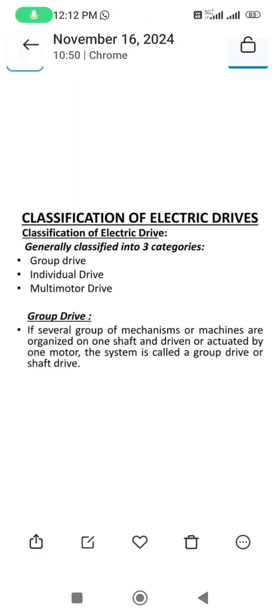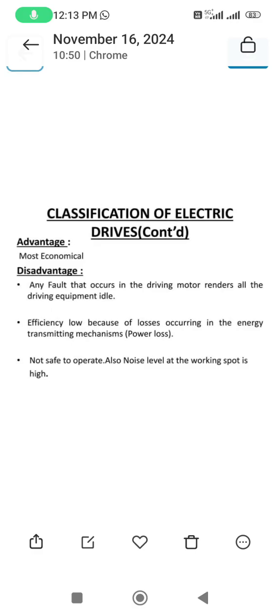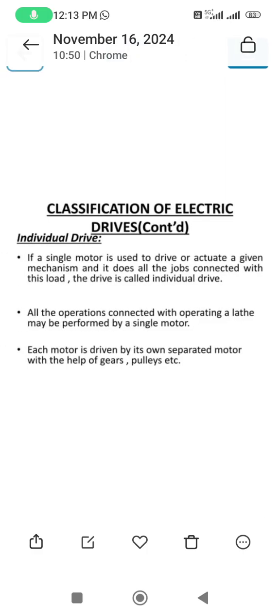Let us see about the classifications. In classifications of electric drives, there are group drives, individual drives and multi-motor drives. Group drive. If several groups of mechanisms or machines are connected to one shaft and driven or actuated by one motor, the system is called a group drive or shafted drive. Its advantage, it is most economical. Disadvantages: any fault occurring in the driving motor leaves all the driven equipment idle. Efficiency is low because of losses occurring in the energy transmitting mechanism, it is not safe to operate, and the noise level at the working spot is high.